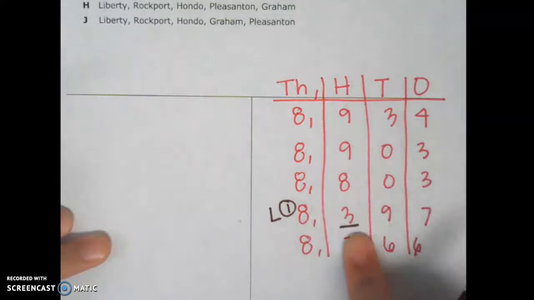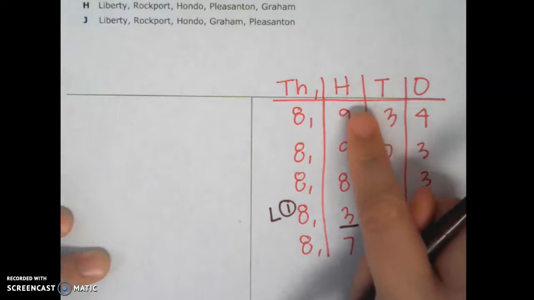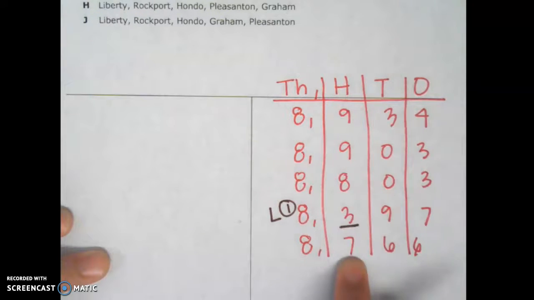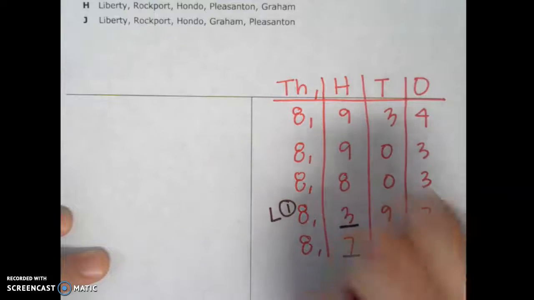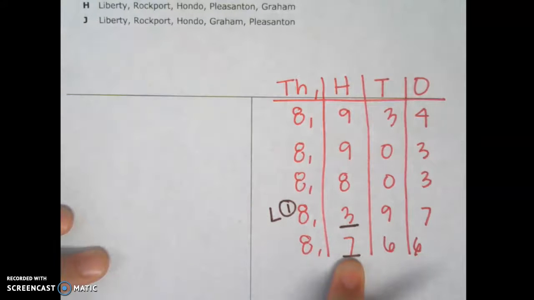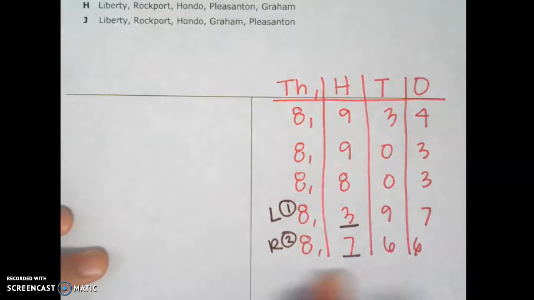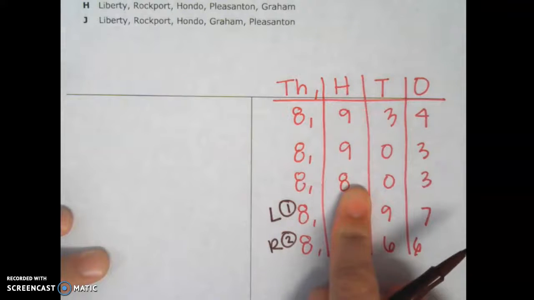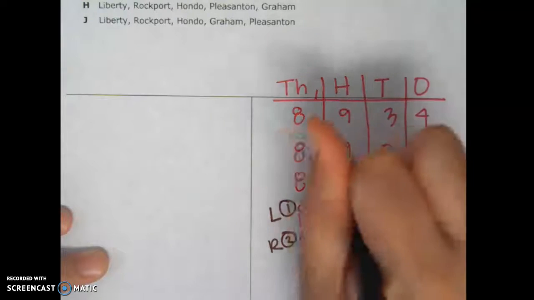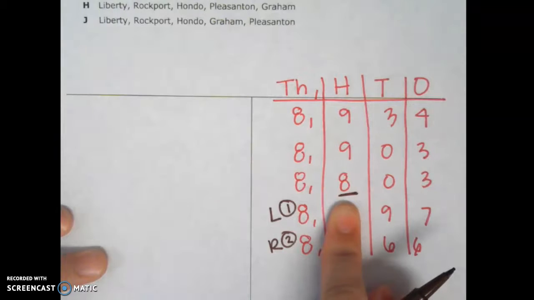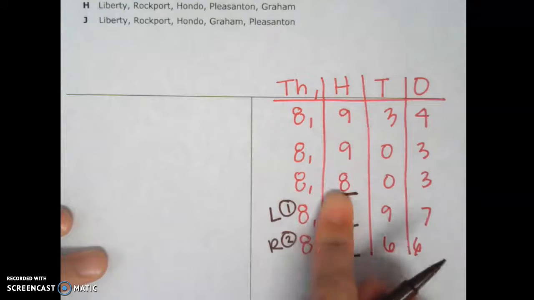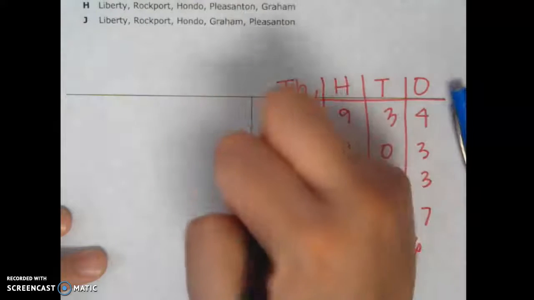I can still keep putting these in order from least to greatest based off of my hundreds. 900, 900, 800, 700. 700 is going to be the smallest of these, and 700 belongs to Rockport. I'm going to put a little R by there to help me. I can still use my hundreds place value to help me determine, because they are not all the same. 800 is going to be your third, 8,803, which belongs to Hondo. I'm going to put an H and a 3.